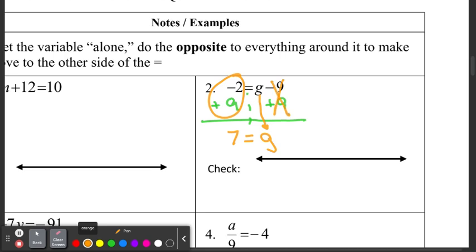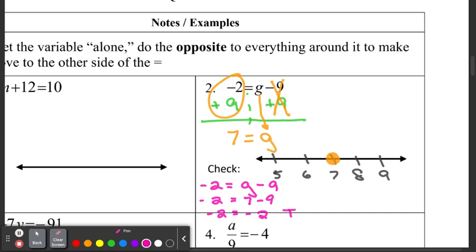So that's our answer. Then what I did here is I graphed my solution on a number line and I checked my work. I substituted 7 in for G, and then I figured out if my equation was true or false, and it was true.